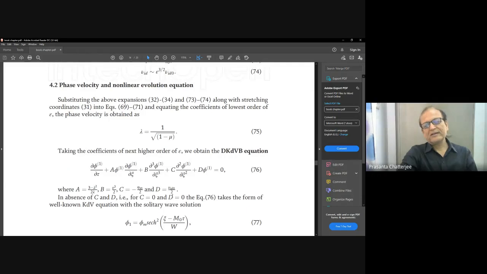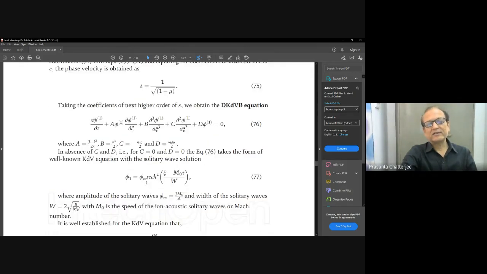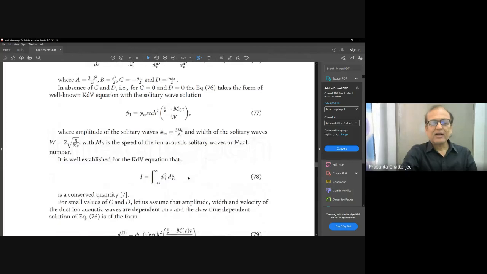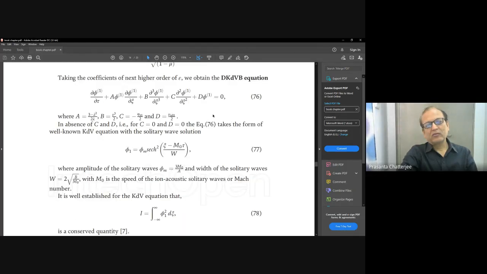So suppose it is assumed that both c and d are very, very small. Then our initial soliton solution of 76 is considered as equation 77. And assuming the same procedure, that is the conserved quantity φ1 squared for the whole equation, since this is the KdV term, and if this is the Burgers term, it is called the damped KdV-Burgers equation.